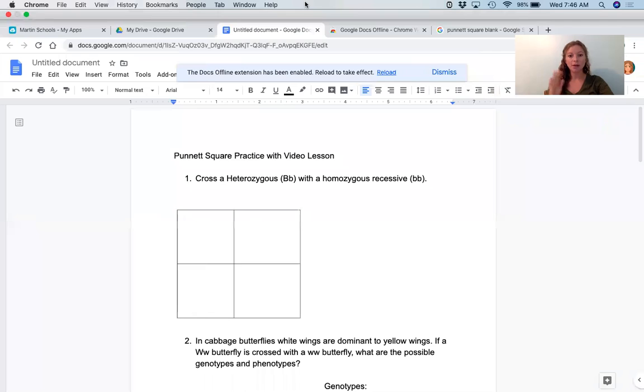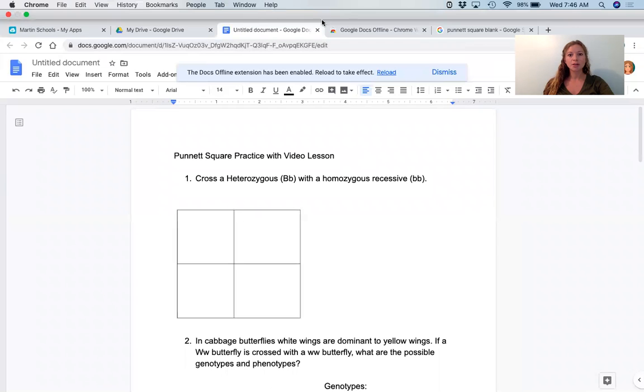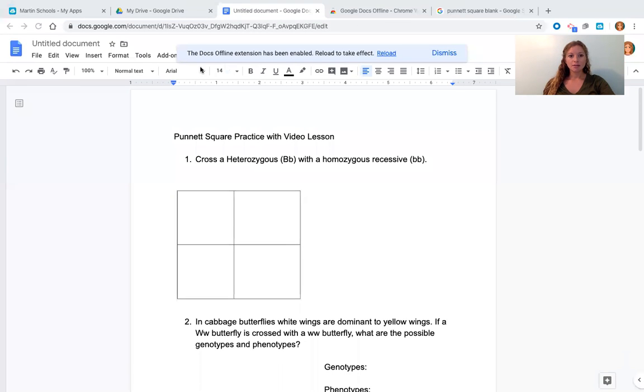so that you can practice doing these Punnett squares on your own, because in your assignment in IXL, you're going to be asked to do Punnett squares, and next week we have a whole big Punnett square type of assignment where it's kind of an ongoing thing. So you have to be pretty good at it. So the first one, we're just going to start super simple.